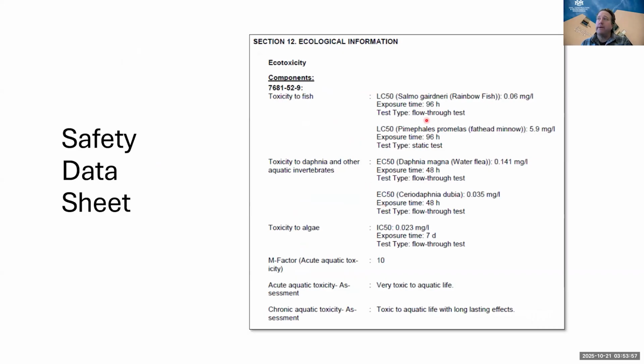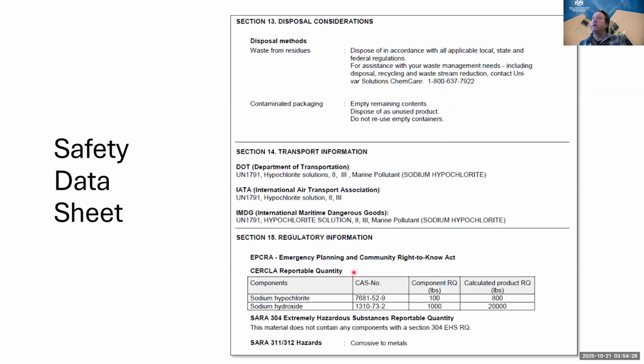Section 12 is all about ecological information and toxicity to wildlife. And you can see that there is very acute toxicity to aquatic life. And so that's why if you're doing wastewater treatment and you're adding a chlorine residual at the end to get rid of those E. coli bacteria, those fecal bacteria, you have to drop that residual so that when you discharge it into the environment you do not affect the aquatic wildlife.